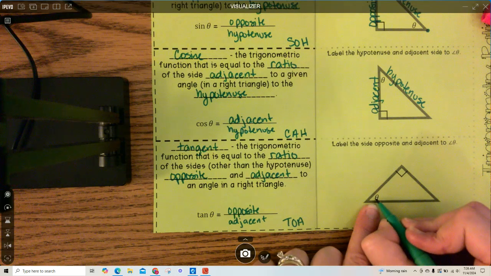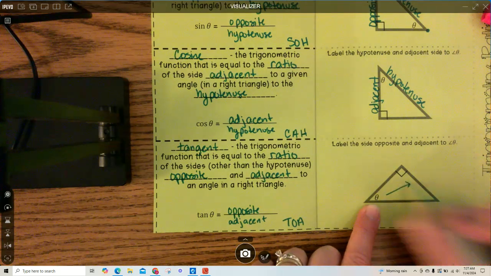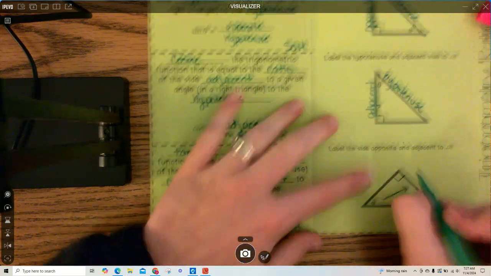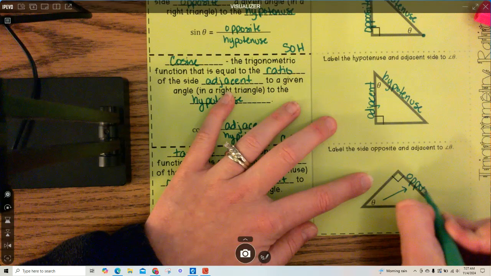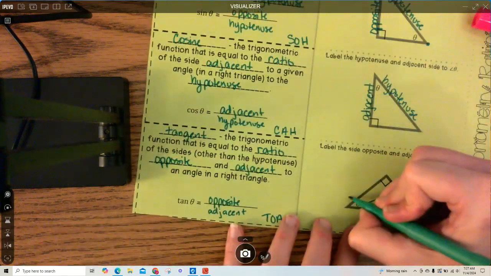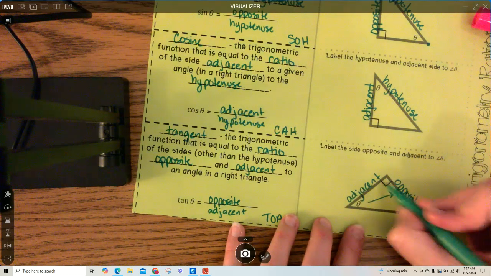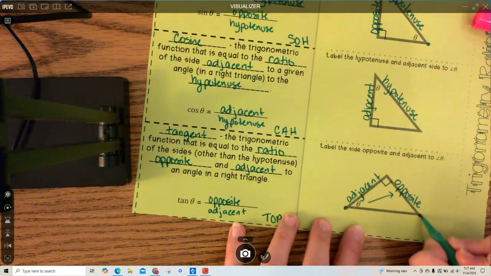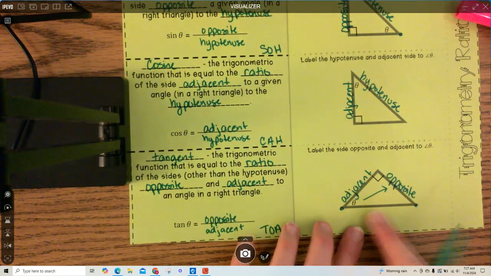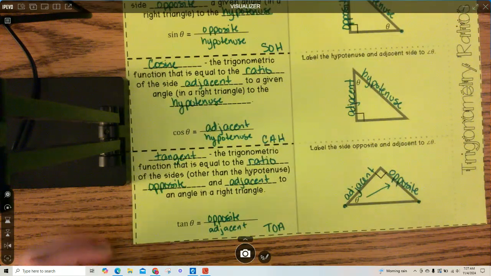So if we're looking for this angle, opposite is here. So across, again, the leg that doesn't touch. And then this would be adjacent. Never the hypotenuse when we're doing tangent. So again, there's the right angle, so this would be the hypotenuse. So that's it for this set of notes.